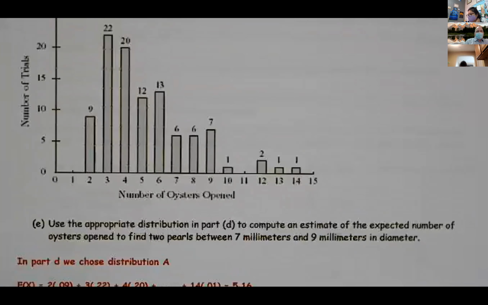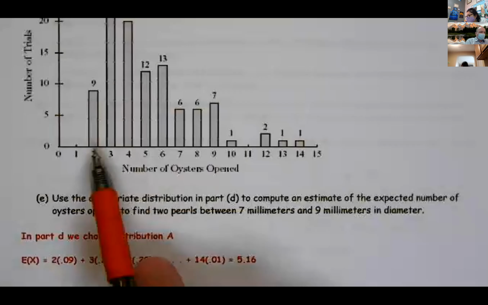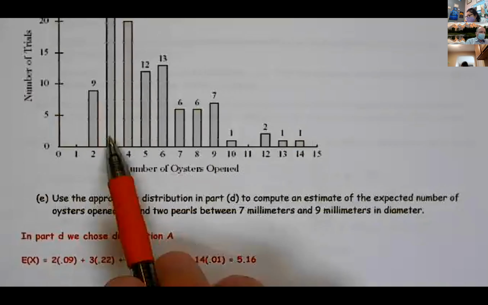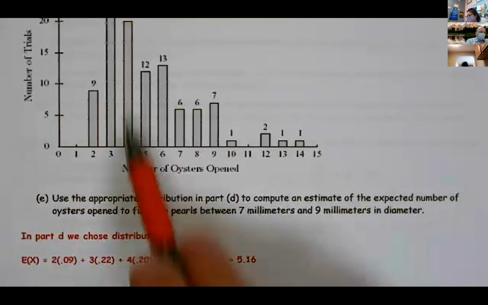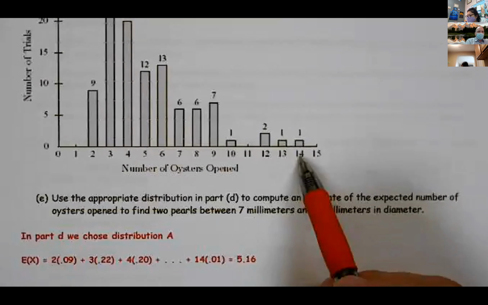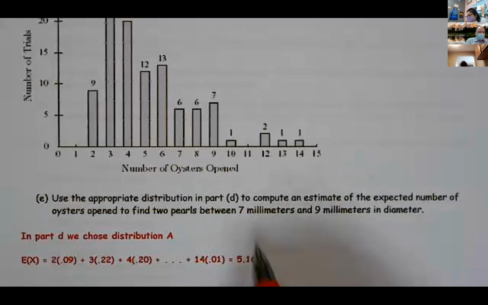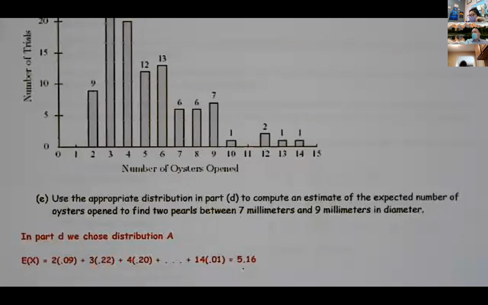So how in the world am I going to take this chart and find the expected number based on the simulation they ran? Well, this is what I just did a moment ago. 2 times the 0.09, 3 times the 0.22, 4 times the 0.20, 5 times the 0.12, all the way to 14 times the 0.01. All right. And when we sum those up, based on the simulation they ran, we would expect it to take 5.16 trials.